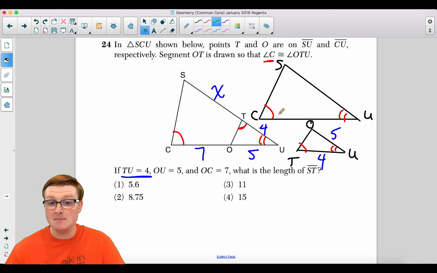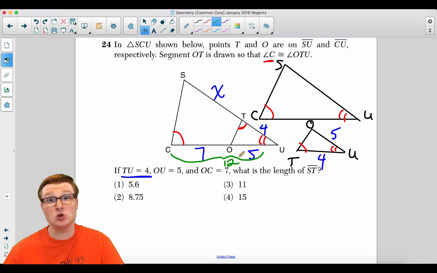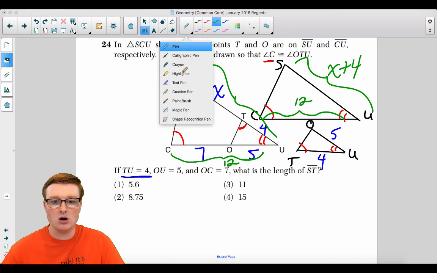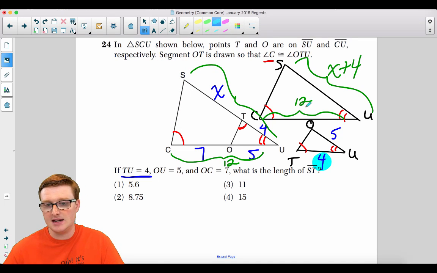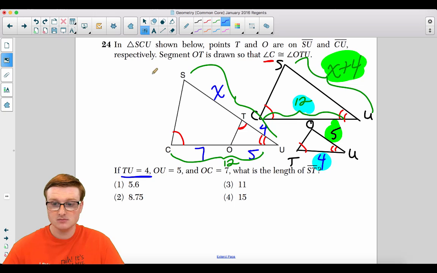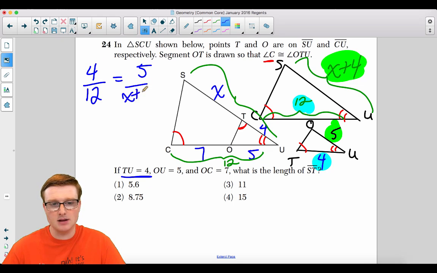OC is 7. But we need the length of CU because we need to set it in proportion to that 4 down below. So we actually need to go back to the original triangle and add these to get 12. This length over here is the length of 12. And SU, if we add these, that's equal to x plus 4. So now our goal is to take this, set it in proportion to the 12, and take the 5 and set it in proportion to the x plus 4. Let's go ahead and do that now. So we get 4 over 12 equals 5 over x plus 4.